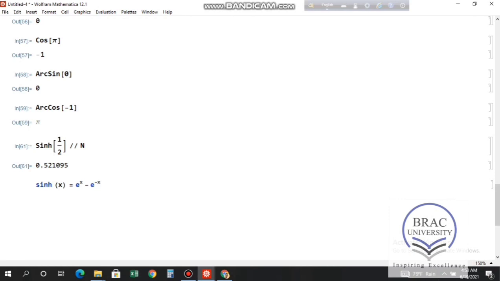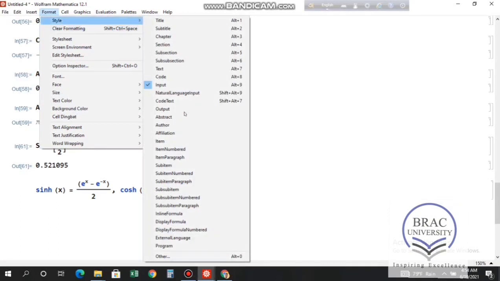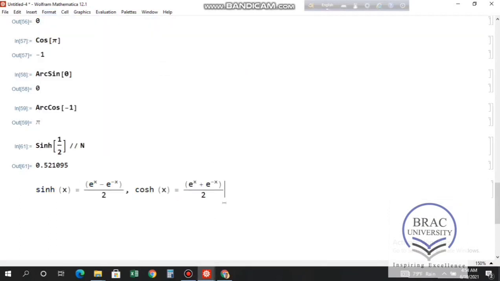Let's give the brackets. And then Control plus slash to write the fractions. And cosh of x is e to the power x plus e to the power minus x by 2. So let me just copy paste the expression, and I will change the minus to plus. And then just convert the cell to text mode. So these are the expressions of sinh of x and cosh of x.